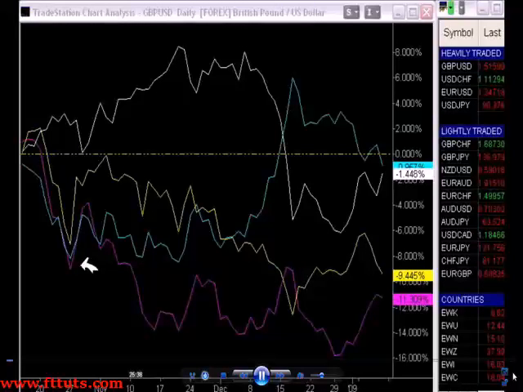Okay, now we're going to look at how to use relative strength charts in relation to Forex. So we actually did look at this a little bit with currencies before, but we were using exchange traded funds then. But this time I'm going to actually use the spot Forex markets. And so here's some pairs.